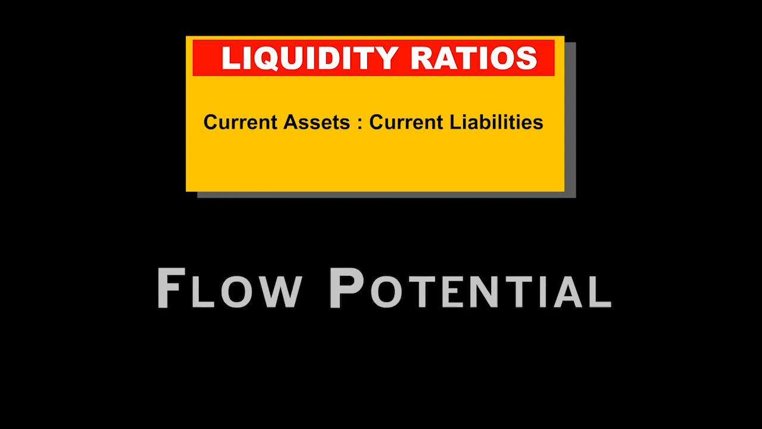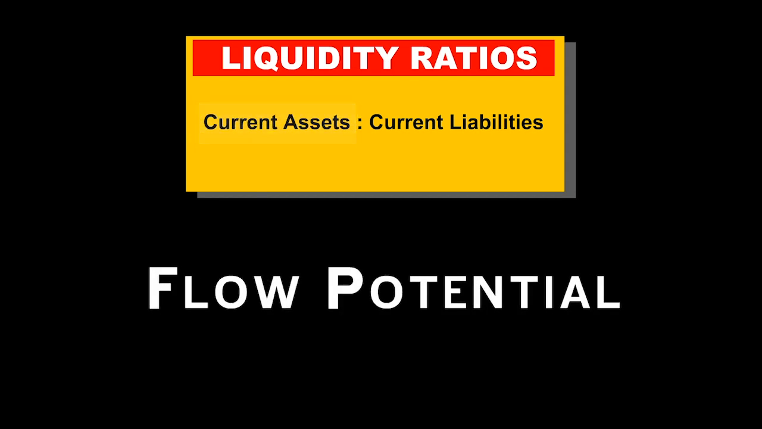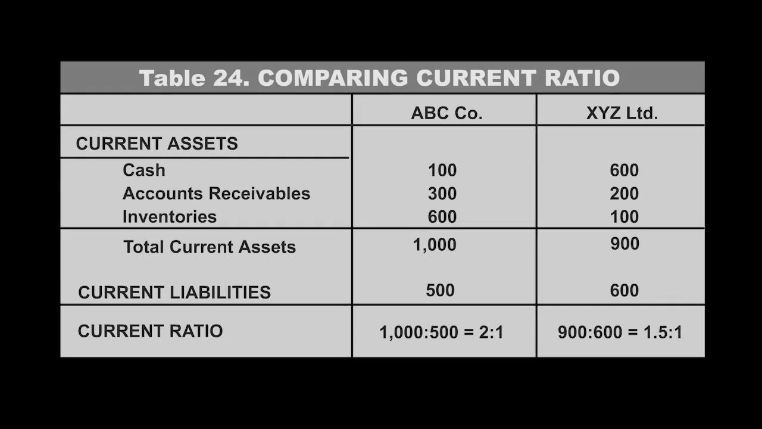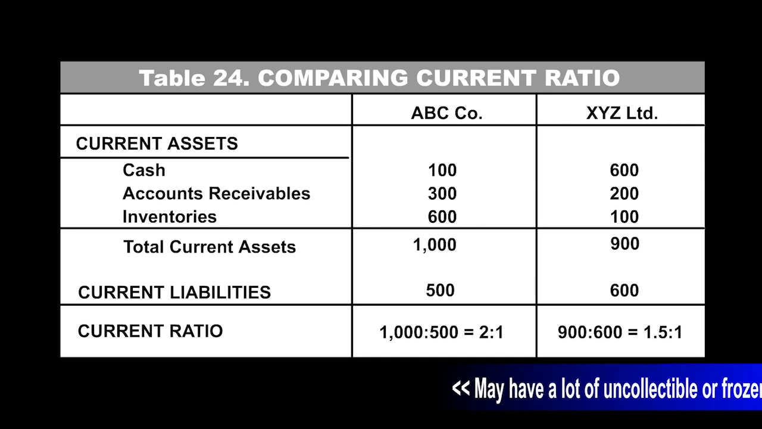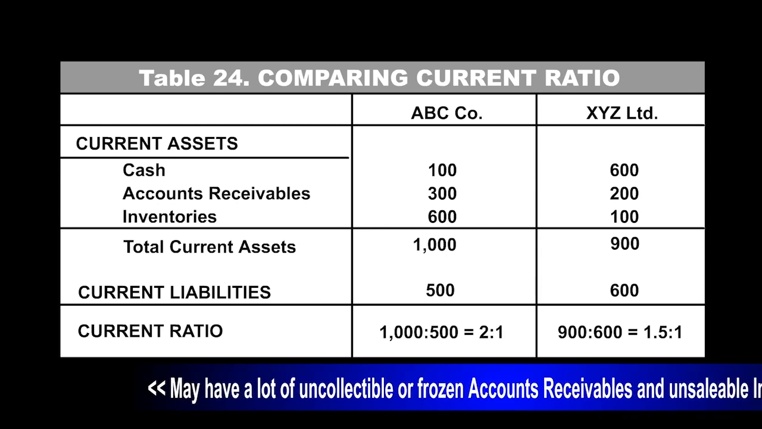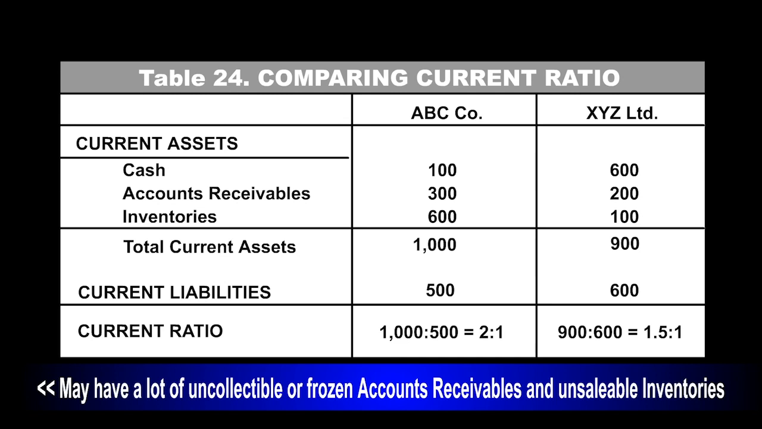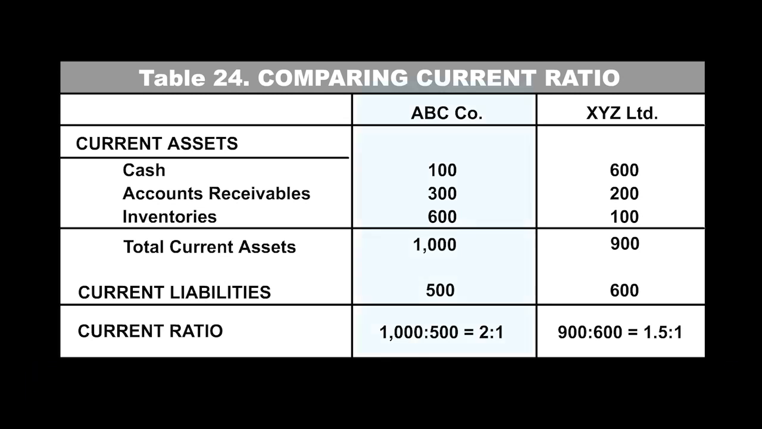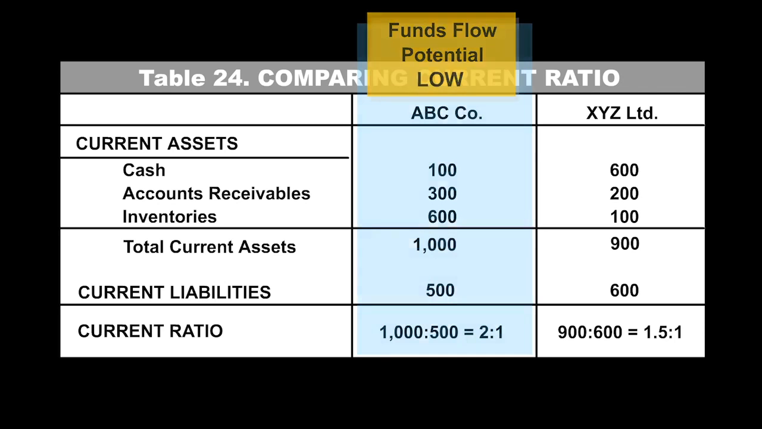Therefore, what is crucial is the flow potential of the CA accounts. For example, let us take two enterprises, ABC Company and XYZ Limited. From a pure ratio perspective, ABC Company has a higher current ratio, 2-to-1, than XYZ Limited, 1.5-to-1. Analysts may jump to the conclusion that ABC Company has a superior liquidity position, but this is not necessarily so. ABC may have a lot of uncollectible or frozen accounts receivables and unsaleable inventories. If so, then its funds flow potential is low.